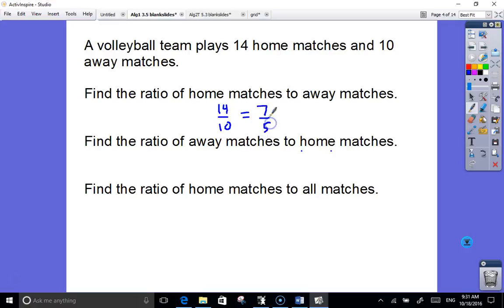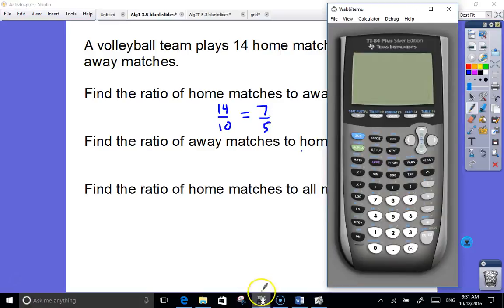Now, what if you're not good at doing that? What else could you do? Put it in a calculator. Put in 14 divided by 10. Go over to the main screen in your calculator, and go to fraction format. Alpha y equals 1, and put in 14, arrow down, 10, and then hit enter. And it reduces the fraction, 7/5. So don't leave a fraction which could be simplified unsimplified.